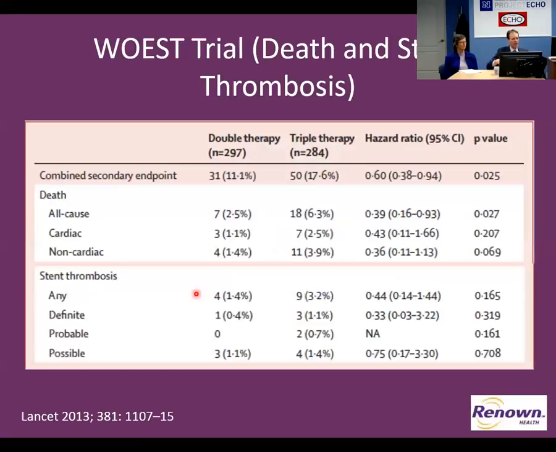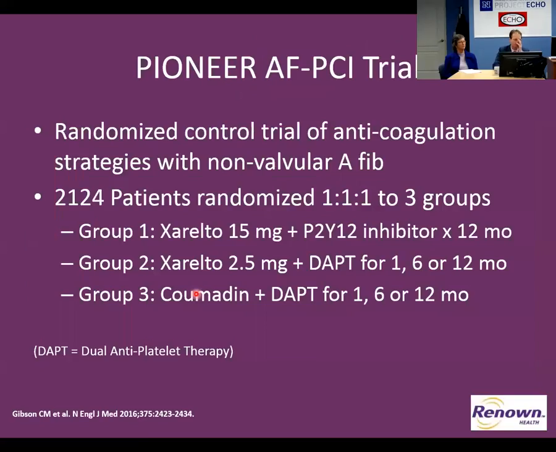So the WOEST trial kind of started this ball of, really we shouldn't have them on 3 drugs for a year. You just shouldn't do it because they're going to die more and they're not going to clot off their stent as much. So then we had this question about, does that data for Coumadin really apply to the direct oral anticoagulants? And the next trial that came along, and that I'll kind of sort of wrap it up with for this part of the lecture, was the PIONEER AFib trial.